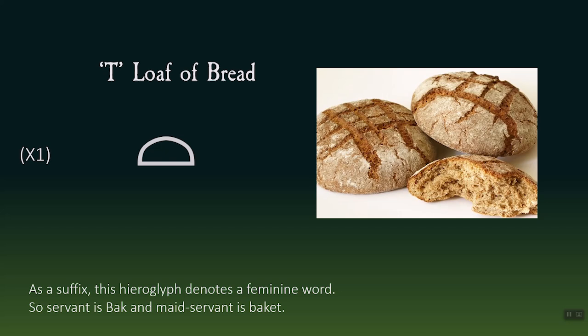This is, of course, X1 in our JSesh software, and you'll see this one quite commonly. So, for instance, in the case of the word servant, which is bak, maidservant is baket, right?